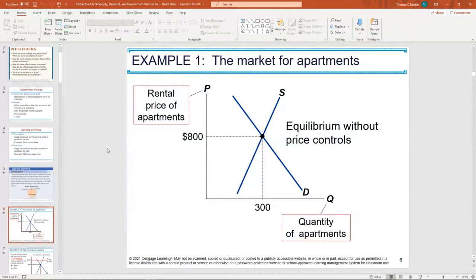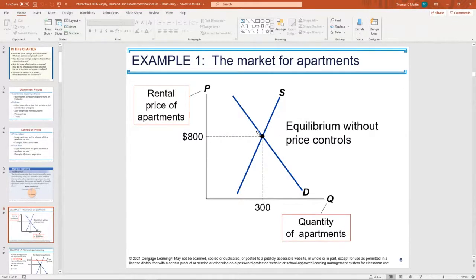So let's look at the graph. If we look at Raleigh, even Charlotte, there's a higher demand for apartments because the population of individuals desiring these apartments is larger. Now, if there's no price controls, if the rent is $800, 300 units will be produced.